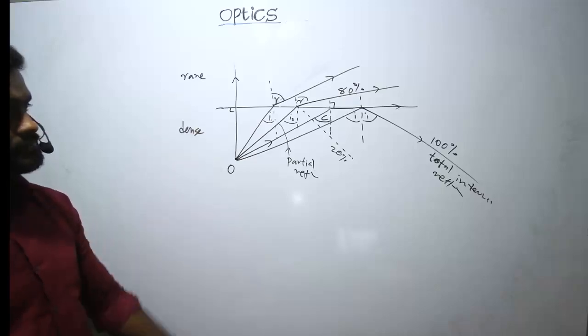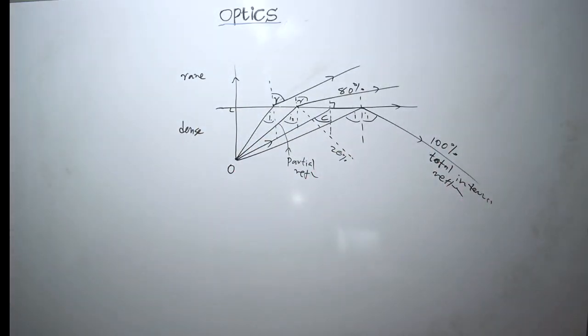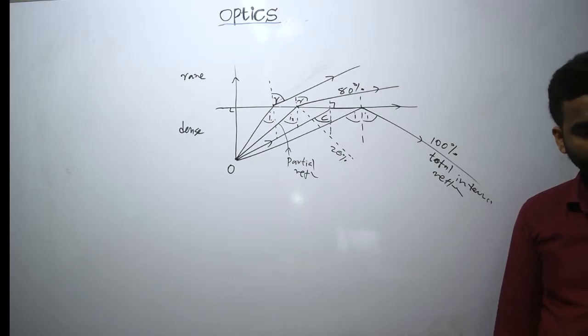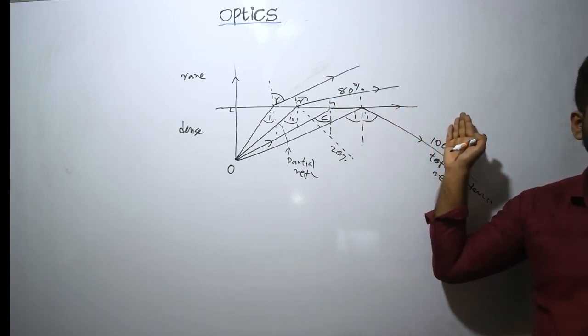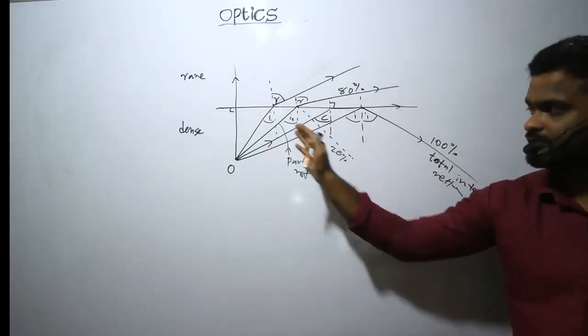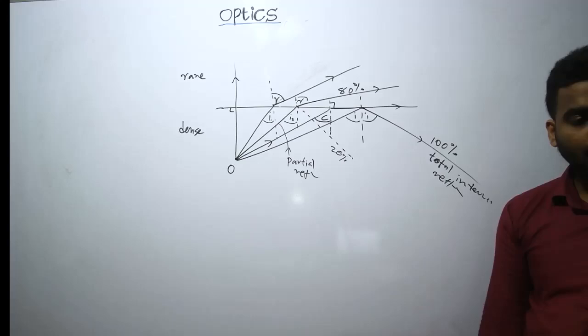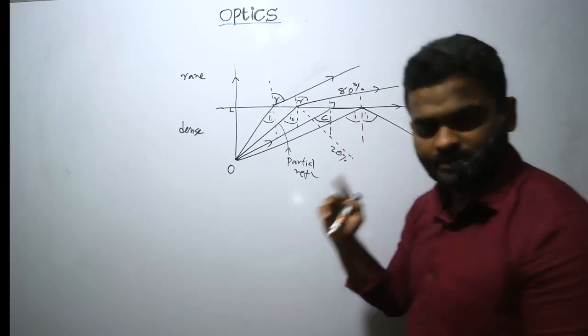Okay, take it down. From this diagram, I'm not going to explain it. I think you can understand that. Any ray after this gets total internal reflection. Any ray to this side gets only a partial reflection and a refraction. After this point, there's no refraction, only reflection, 100%.